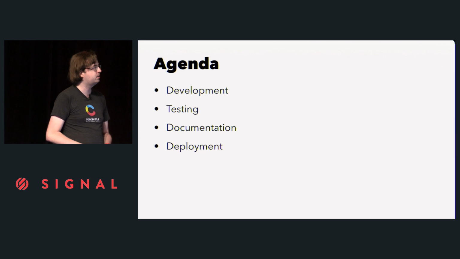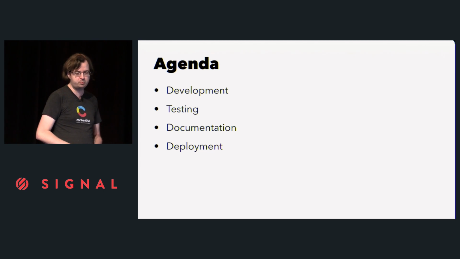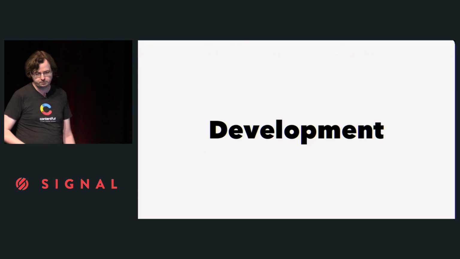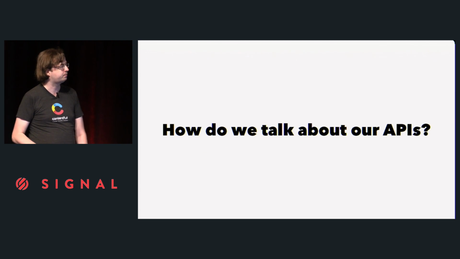So we're going to look at a couple of different points when building an API client. We're going to look at what we can do when we develop it. We look at testing, we look at documentation and deployment. Let's start with development.